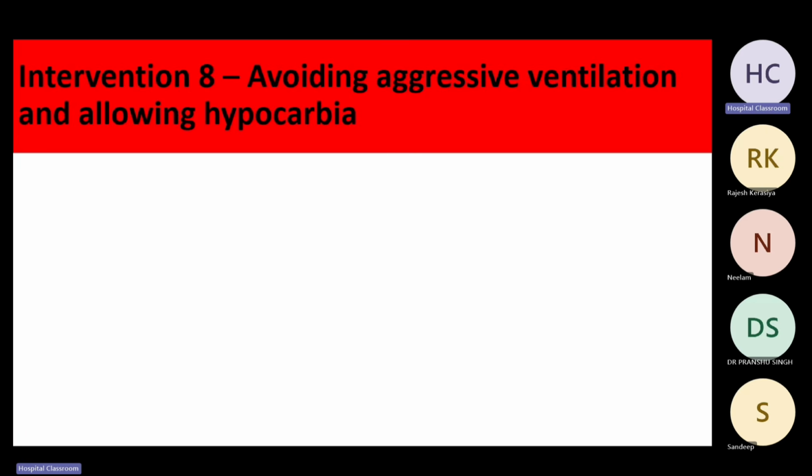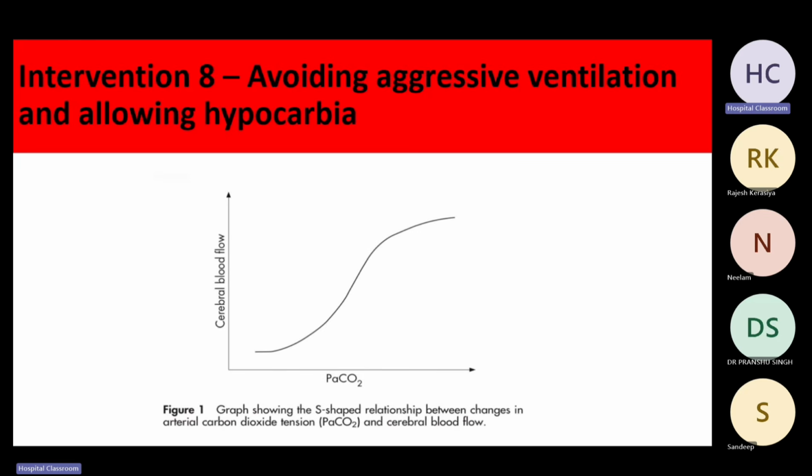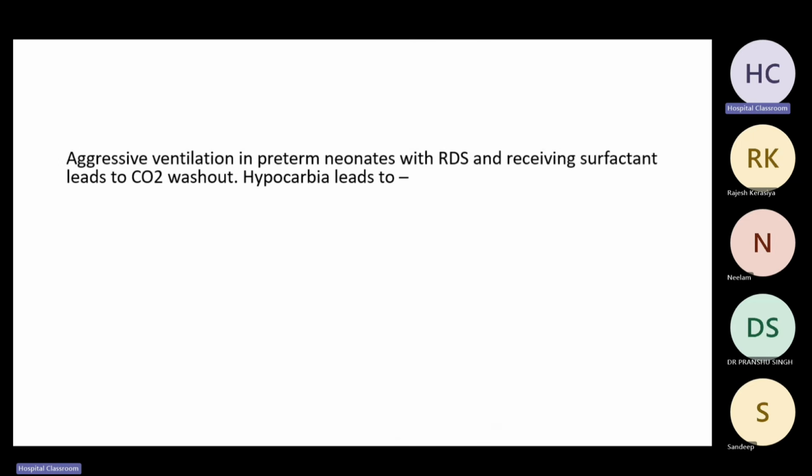Next is avoid aggressive ventilation, okay. Then what do we do? We hyperventilate the baby. We are using excessive pressures, excessive oxygen, okay. And what all that will do is it will cause hypocarbia, it will cause a CO2 washout, okay. Now if you see this graph, there is an inverse relationship between the CO2 levels and the cerebral blood flow, okay. So when you hyperventilate the child, you are actually decreasing the CO2 levels. When CO2 levels are low, your cerebral blood flow also decreases, okay. And these fluctuations in the cerebral blood flow, they are not good for a premature child, okay. These will again lead to increased chances of IVH and also periventricular leukomalacia, okay.